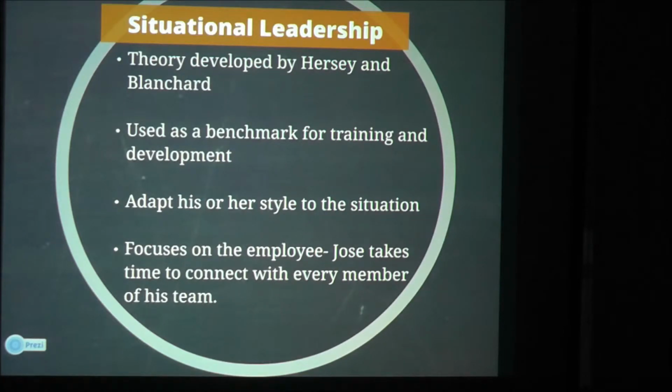Unlike other theories, the situational approach focuses on the employees rather than the employer. When Jose takes a new job at a new club, he takes time to connect with every member, from the £50 million superstar to the backroom staff. Jose likes to know everyone on a personal level rather than just a name on a bit of paper. He wants to know people's drives. This enables Jose to judge the true mood of the group and tailor his style of communication and leadership to each person.